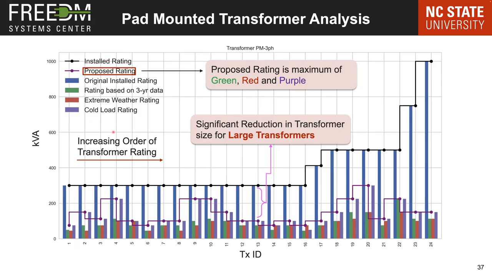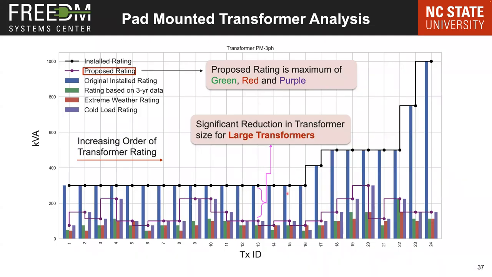Now, when a utility is choosing a rating based on these 3 analyses, you'll simply choose the highest rating from all the 3 values put together, because that is the most conservative rating. It's going to be safe for all these different considerations. So the maximum value is highlighted using this purple line over here. This is your proposed rating that you want to replace the existing rating with. The existing rating is also plotted as a black line over here.